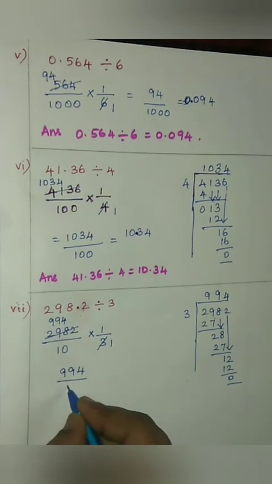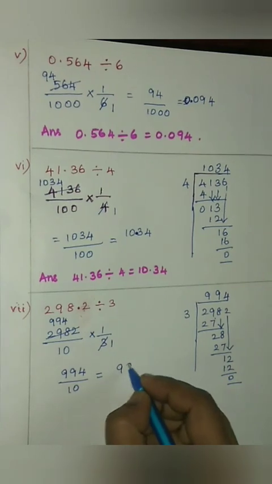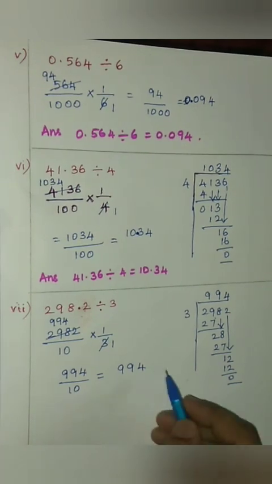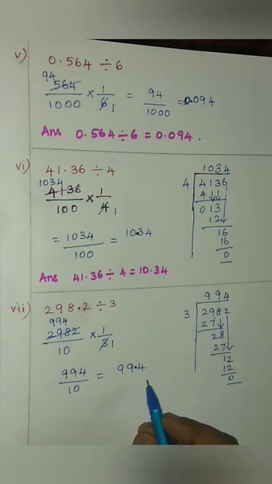10 into 1, 10. Represent this as a decimal number. Write the number. Since we have 10 in the denominator place and 10 has 1 zero, from the right you leave one digit and keep the decimal point. Now the answer is 99.4.